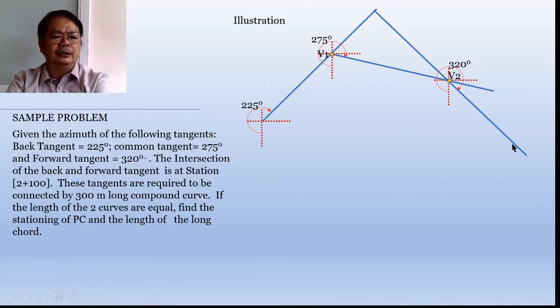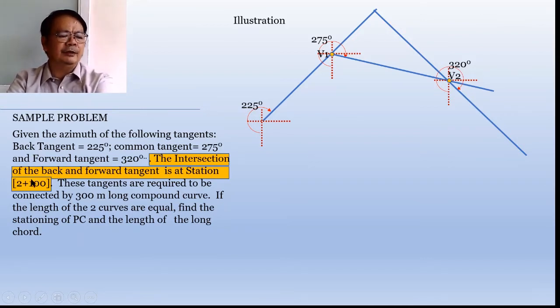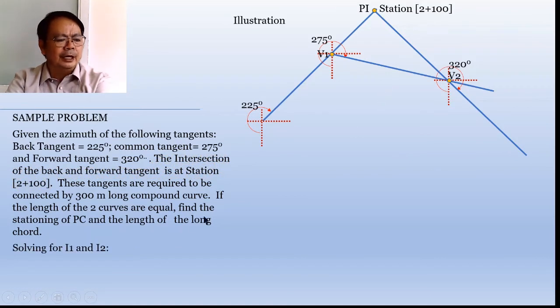How do we draw it? Assuming natin that the intersection of the back and forward tangent is at station 2 plus 100. Given pala itong ating station. So where is this stationing of the forward and the back tangent? Ito yun. Itong point na ito tinatawag nating point of intersection of the two tangents, which is at station 2 plus 100. Now from there, we can also already solve for the intersection angles. Particularly, we can solve for I sub 1 and I sub 2.